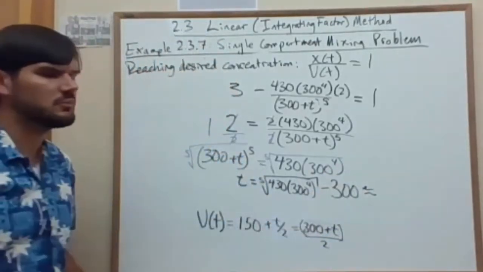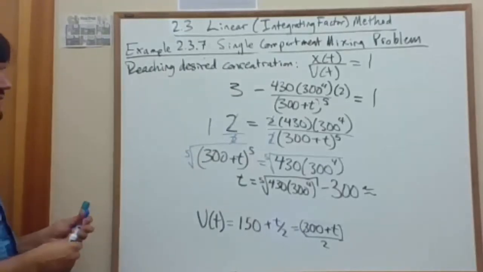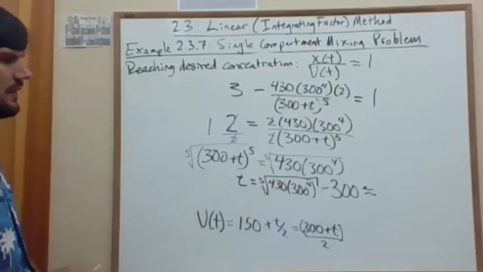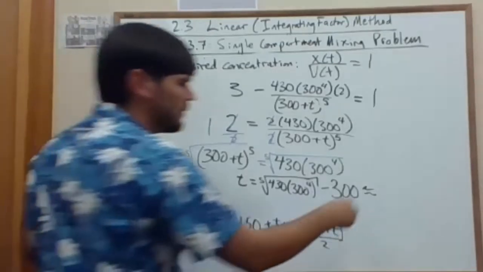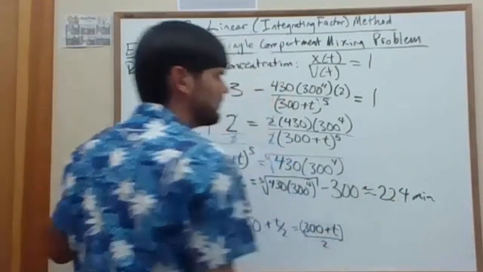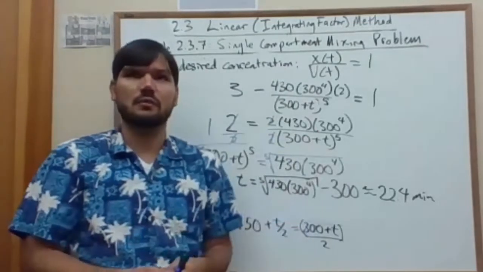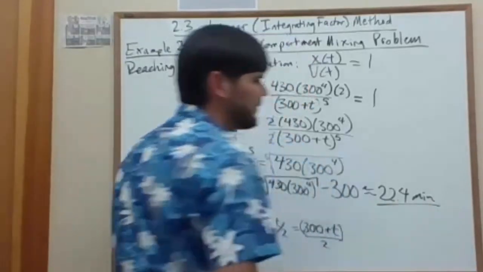Now we can use our calculators to approximate this construction, because we can't resolve it. There's no obvious 5th powers in there. And that gets us down to 22.4 minutes, which is less than the previous 27 minutes in example 2.3.6. That's great. That's good.